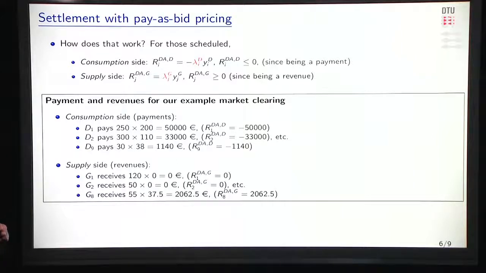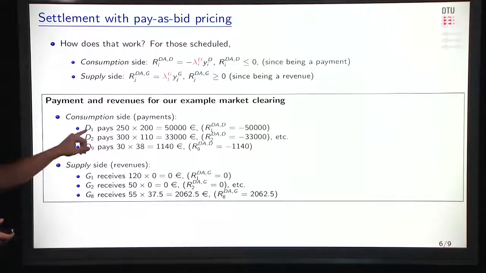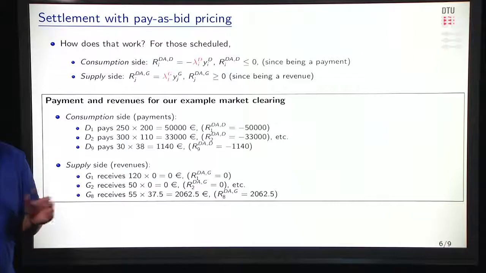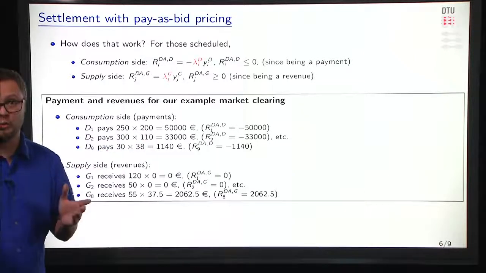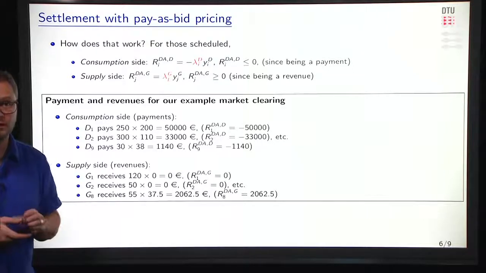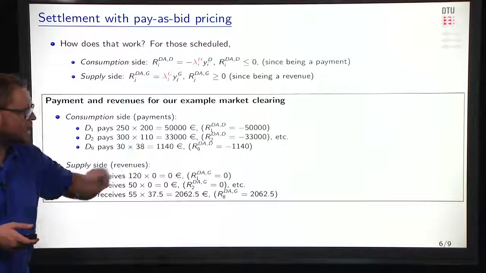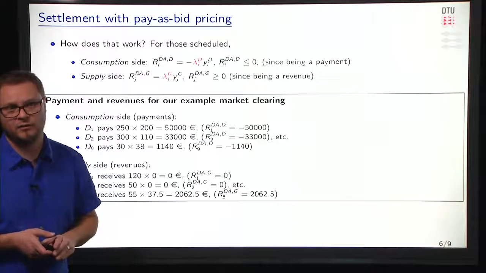As an example, based on our market clearing, which we described before, D1, which is the first block of electric energy consumption being accepted, the first offer, is going to pay 250, that's the amount of megawatt hours of the offer, times 200 euro per megawatt hour. This was the price that was offered by D1. This ends up to an amount of 50,000 euro, a negative amount since it's a payment.